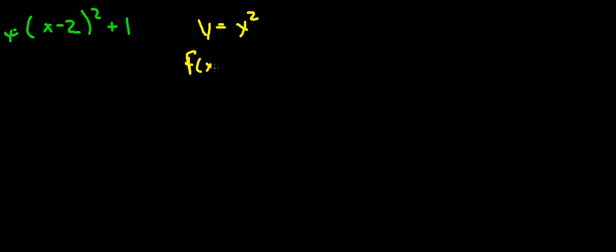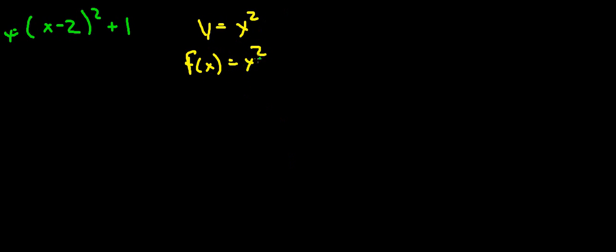Let's say I have y is equal to x minus 2 squared plus 1. So if I want to pick a base function, a good base, we have a squared. If this 2 wasn't here, it'd be x squared, and this is another constant. So a good base to pick is y is equal to x squared, or f of x is equal to x squared. However you want to write it out.